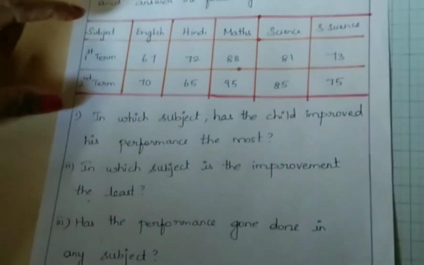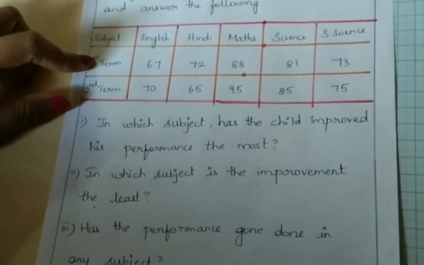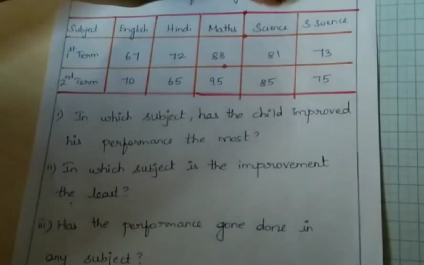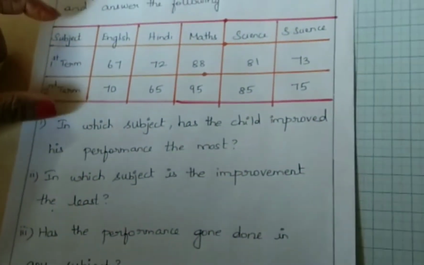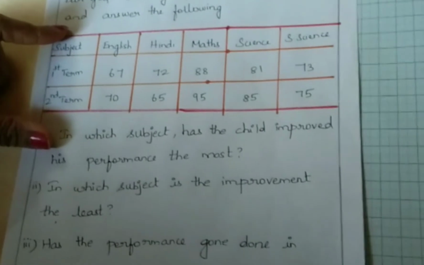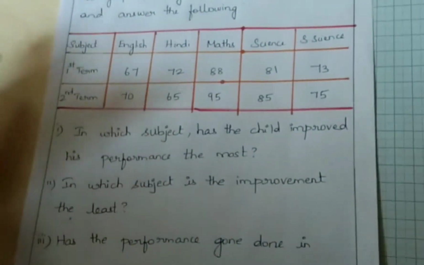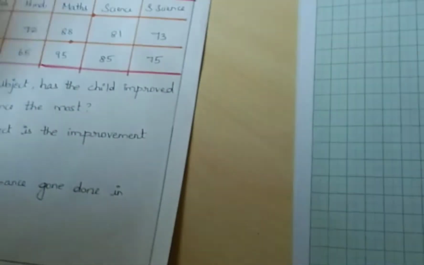So the question is given. First term and second term marks are given, marks of various subjects. For this data we have to draw a double bar graph. Clear children? And then we have to answer the following questions. Now let us see how to draw the bar graph.